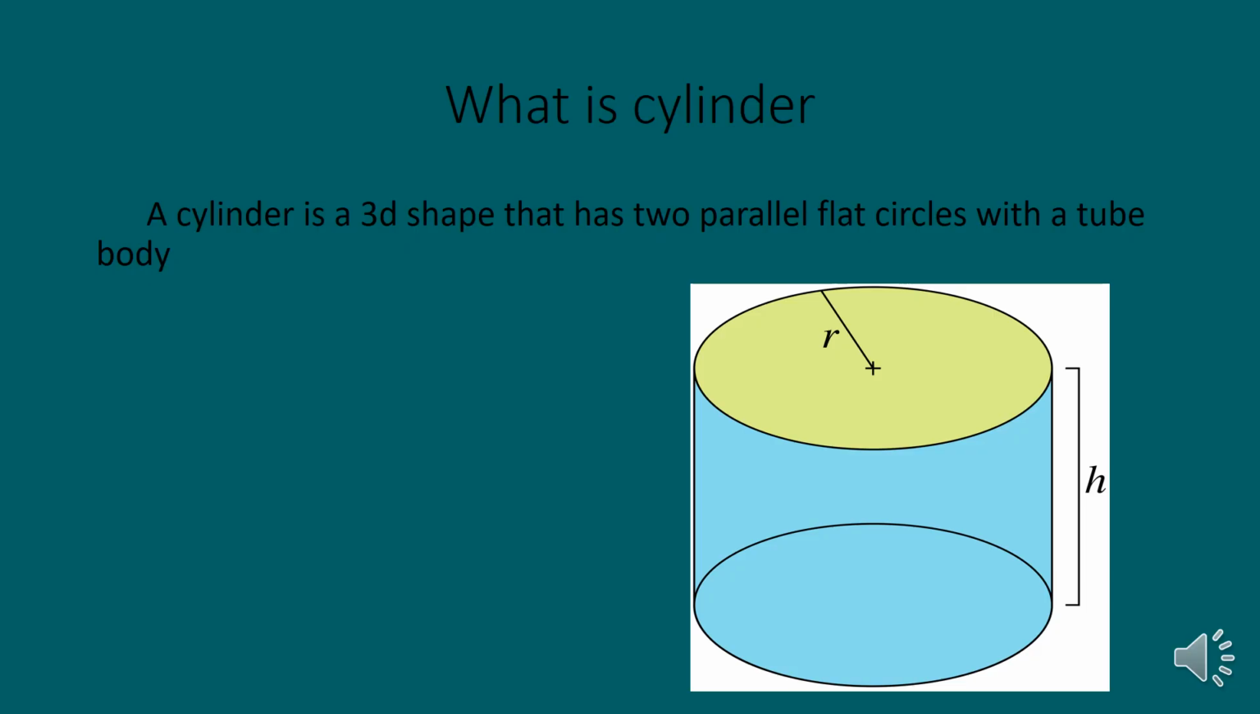So, what is a cylinder? A cylinder is a 3D shape that has two parallel flat circles with a tube body. It's just what the circle is, all right guys? As you guys see, one flat circle and two flat circles.